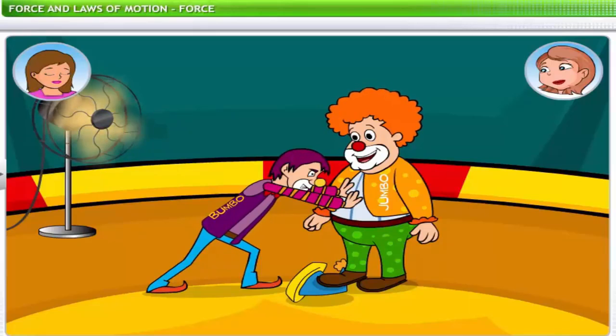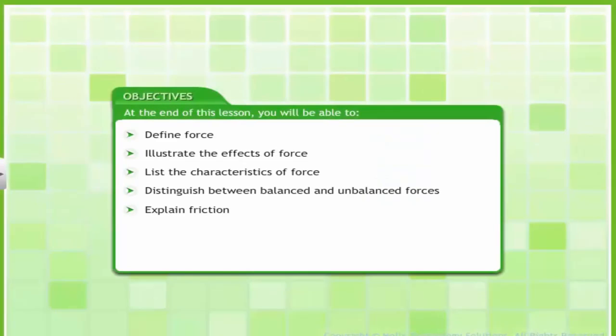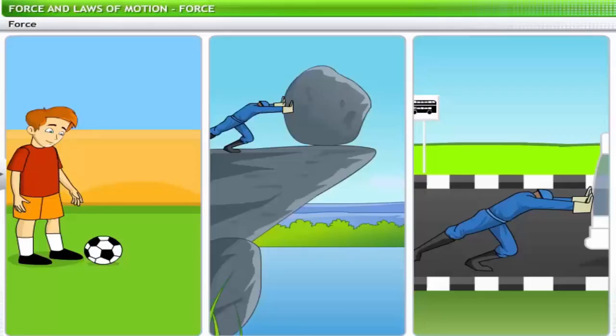In this lesson, you will learn about force, its effects and its characteristics. At the end of this lesson, you will be able to define force, illustrate the effects of force, list the characteristics of force, distinguish between balanced and unbalanced forces, and explain friction. To explain the concept of force, let's first observe some real-life situations.